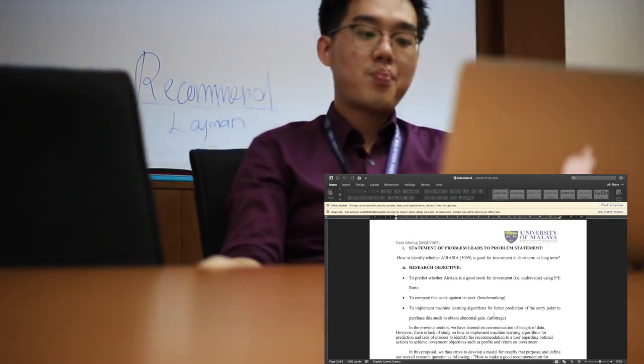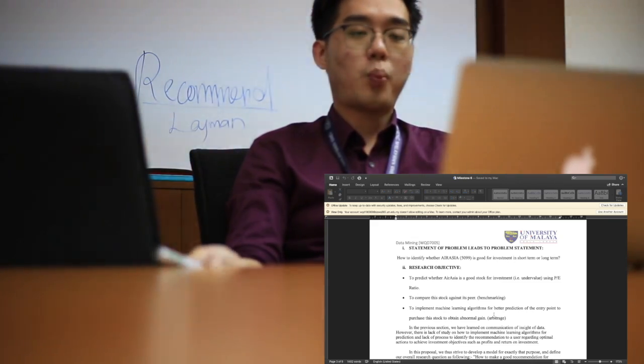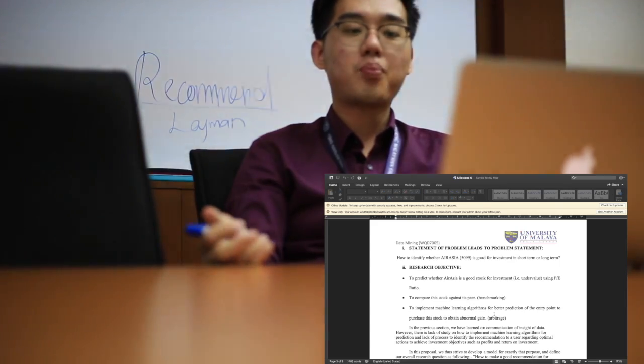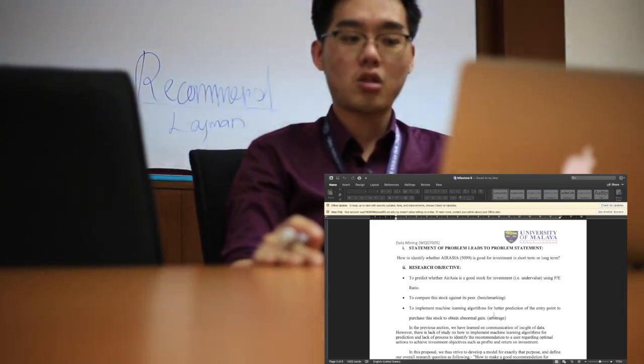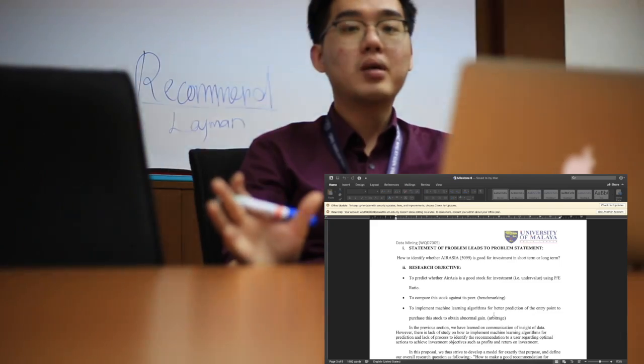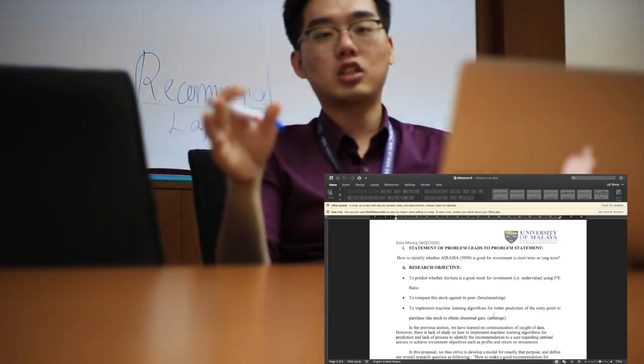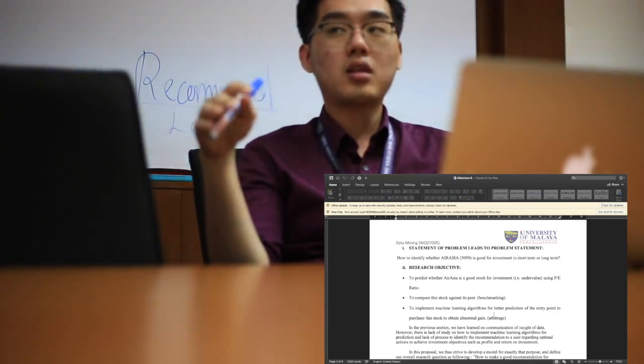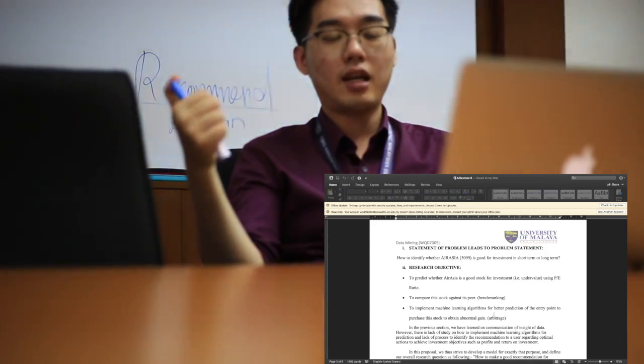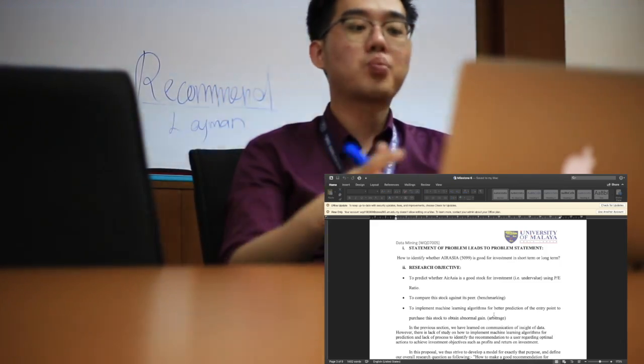And to implement a machine learning algorithm, we propose a machine learning approach to better predict the entry point to purchase this stock and obtain an abnormal gain, which we call arbitrage. Arbitrage, in layman's terms, means an extraordinary gain from investing in this stock at a certain price point.